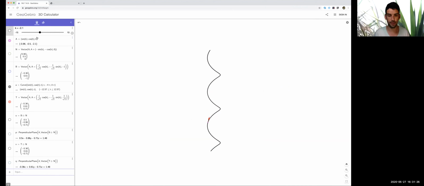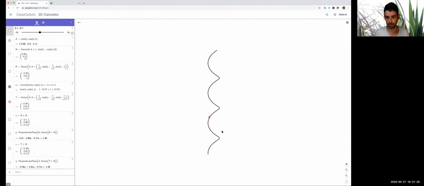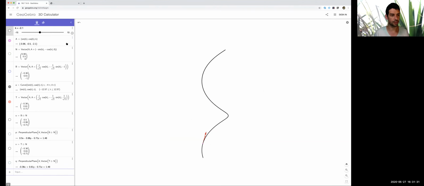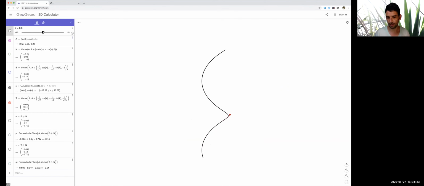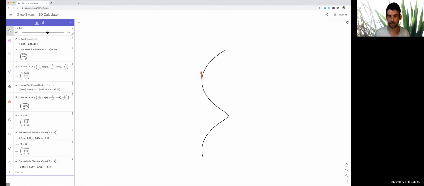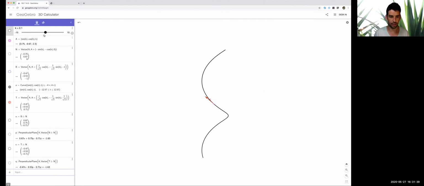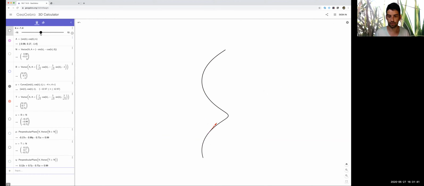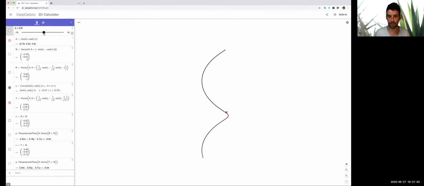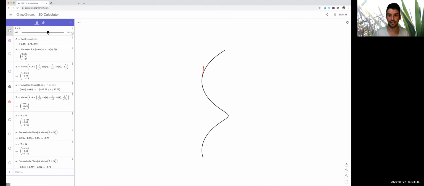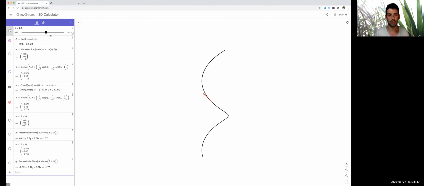So first of all, here's T. Maybe I'll zoom in just a little bit. We don't need to see so much of the curve. Here's T, the tangent vector, pointing in the direction of the tangent line, or if you imagine a particle traveling along as t grows, as t gets larger and larger, that vector is pointing in the direction of motion, right?